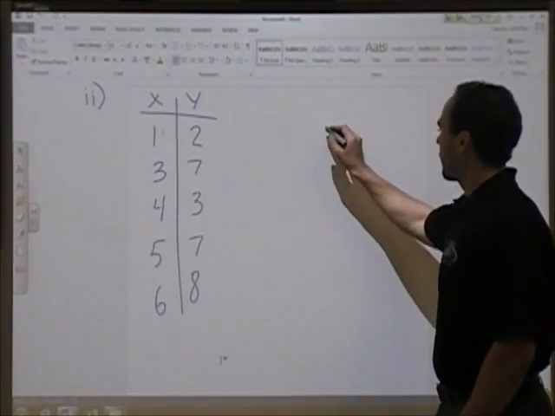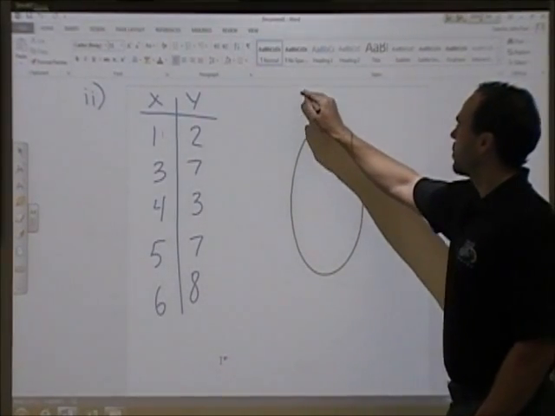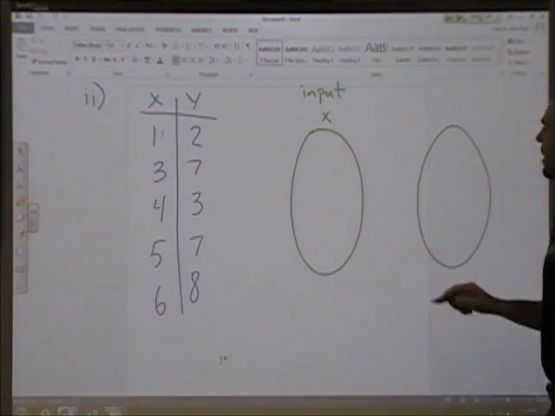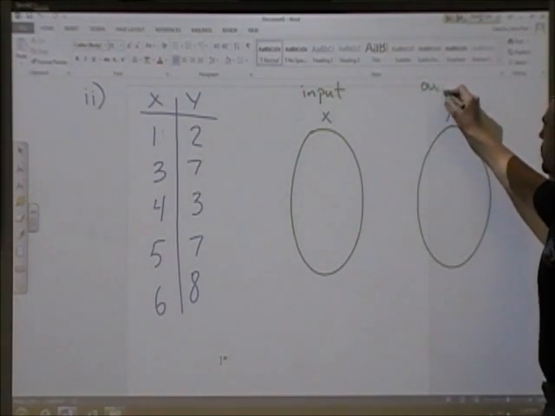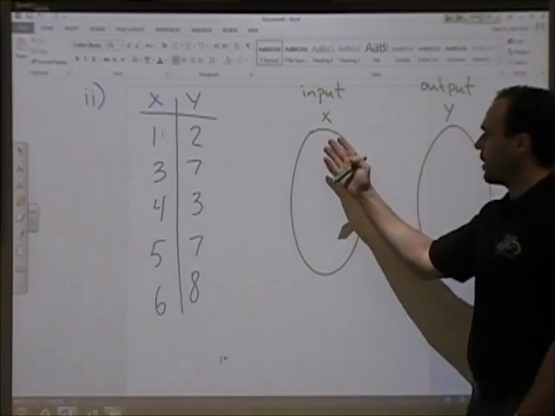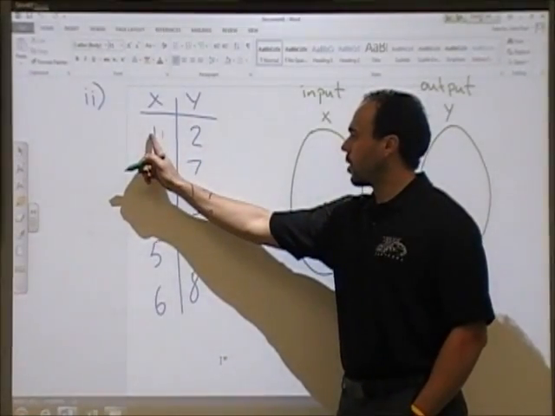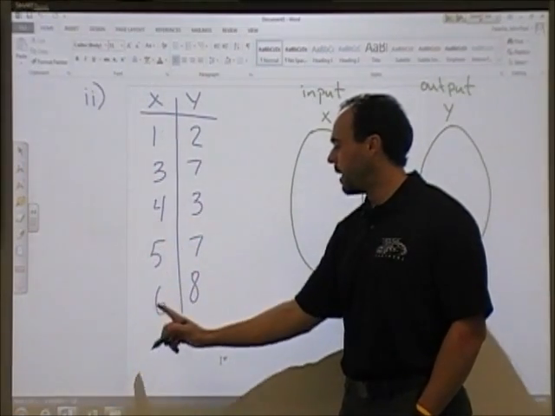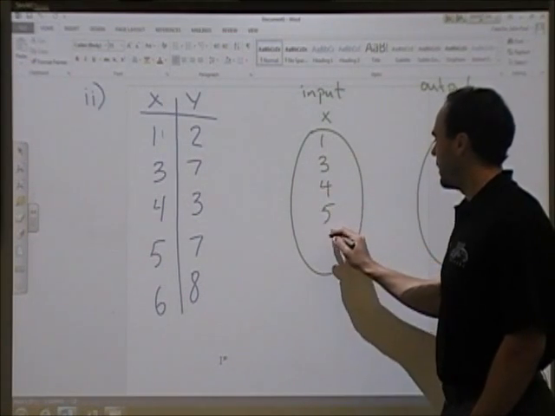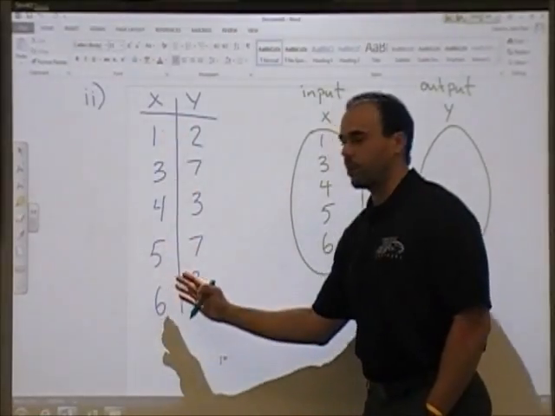Again, mapping diagram, you have one compartment or container for your x values, or your input values. The second container is for your y values, or your output values. And you list all of your x values in your input diagram here. So my x values are 1, 3, 4, 5, and 6. I'll list them in numerical order, which they are already in. And so those are the numbers that my x values touch.